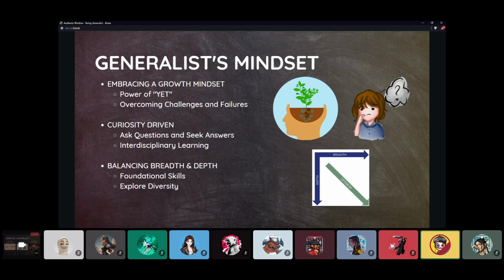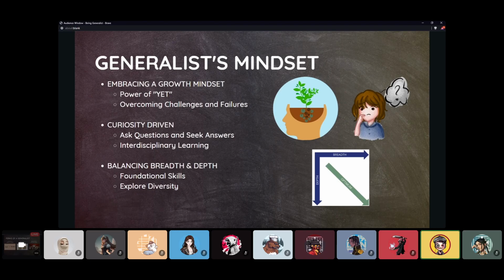The second one is to be someone who is curiosity driven. So we must develop a curiosity driven learning approach. First is to ask questions and seek answers. We must cultivate curiosity because I believe the moment you are joining this session, it's because you're curious about being a generalist or something that relates to a generalist. So we must be radically open to new ideas and explore various fields of knowledge.